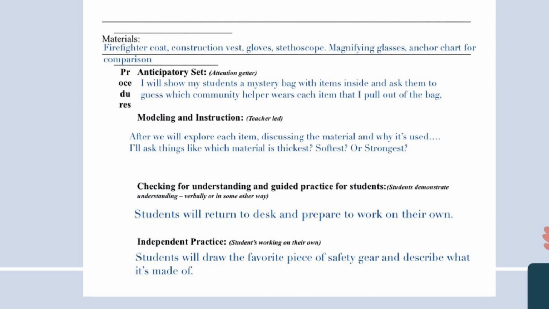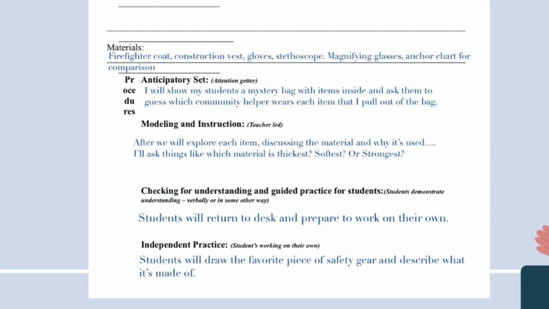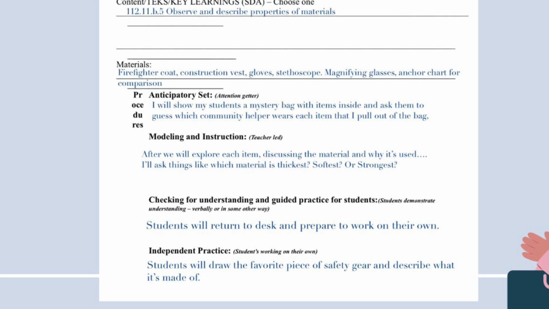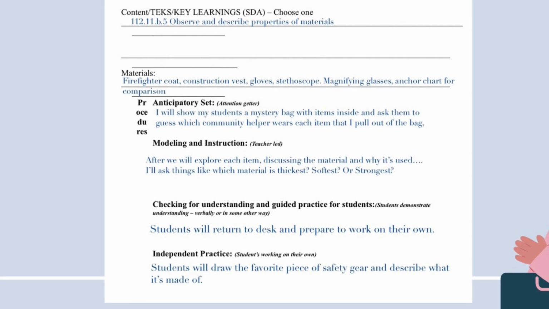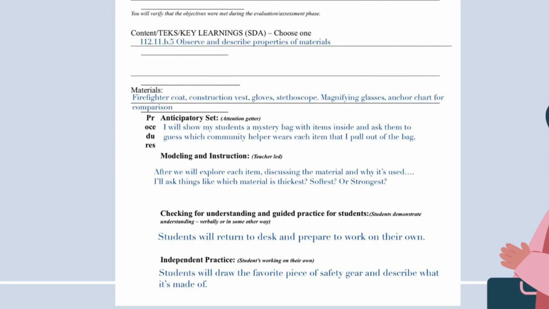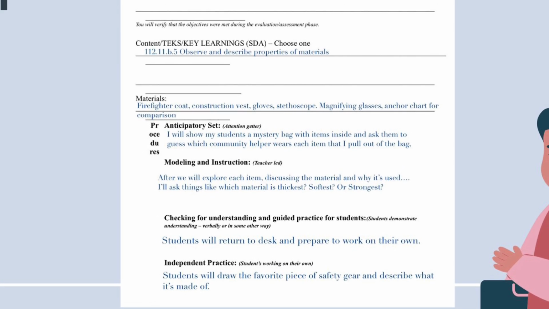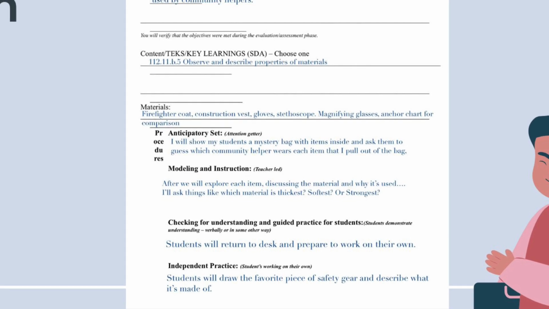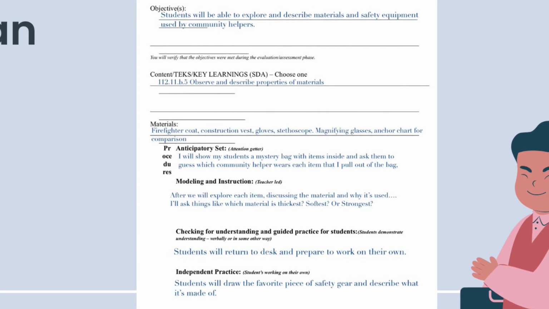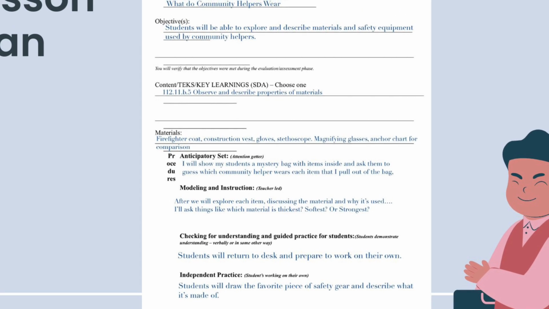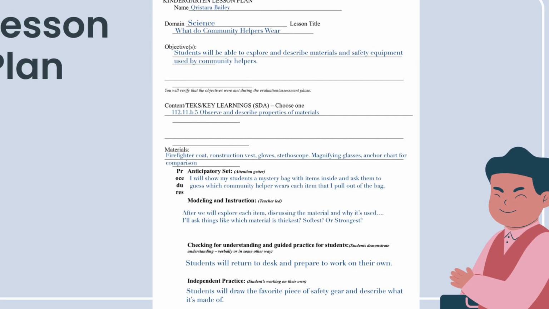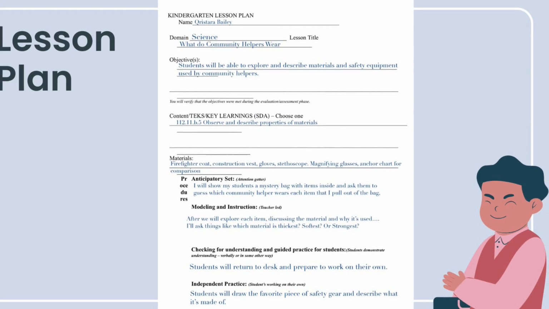The next lesson plan is science, and we will do what do community helpers wear? So we will go through, and while we're introducing each community helper, we'll focus on their clothing. I will introduce the concept by having a mystery bag full of clothes, and I will pull out each item in the bag and put them on, and they'll have to guess what I am. We will explore each item, discuss the material and why it's used, because there are different materials for different clothing. Firefighters have a different material to protect them. Doctors have a special material as well, police officers. So talking about how they're made and why they wear them.